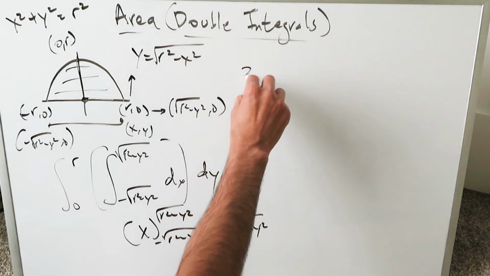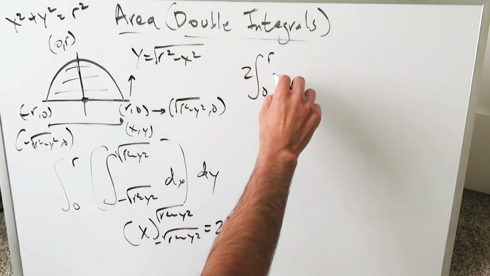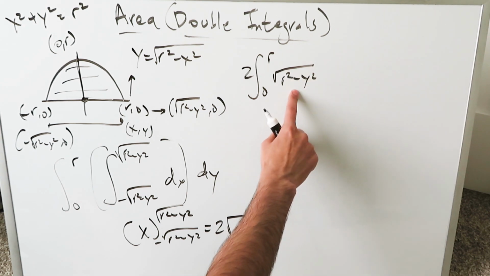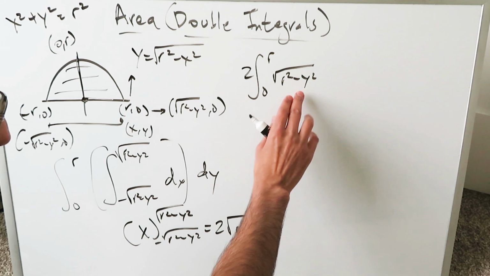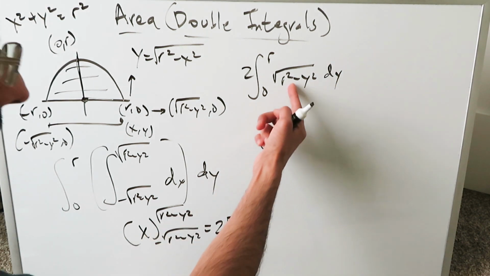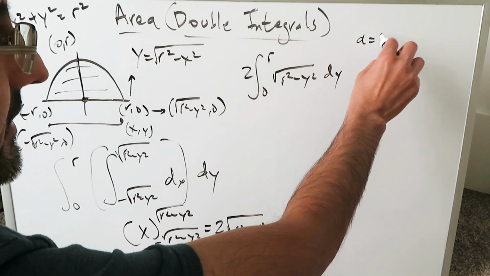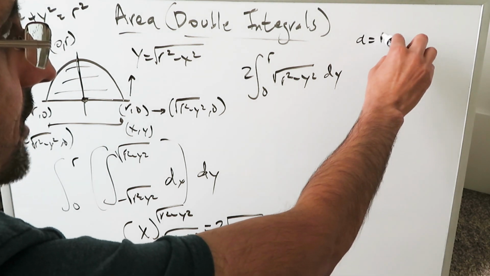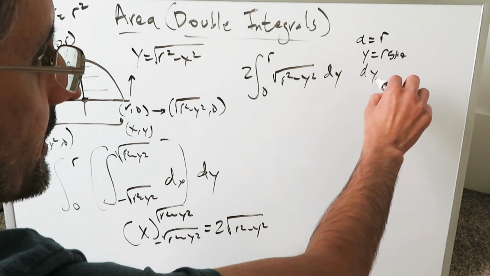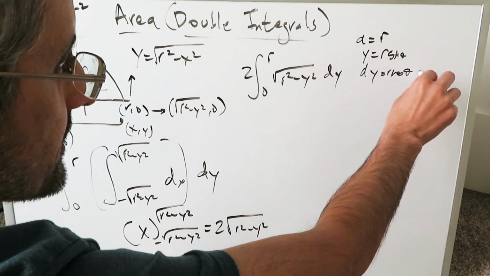The 2 can come out as a constant, with 0 to r and this square root of r squared minus y squared. This cannot be a constant or a coefficient out here because there's a y variable in it. You're doing an integral with respect to y, therefore you must integrate it. Trigonometric substitution: a is equal to r, y is equal to r sine theta, dy is equal to r cosine theta d theta.